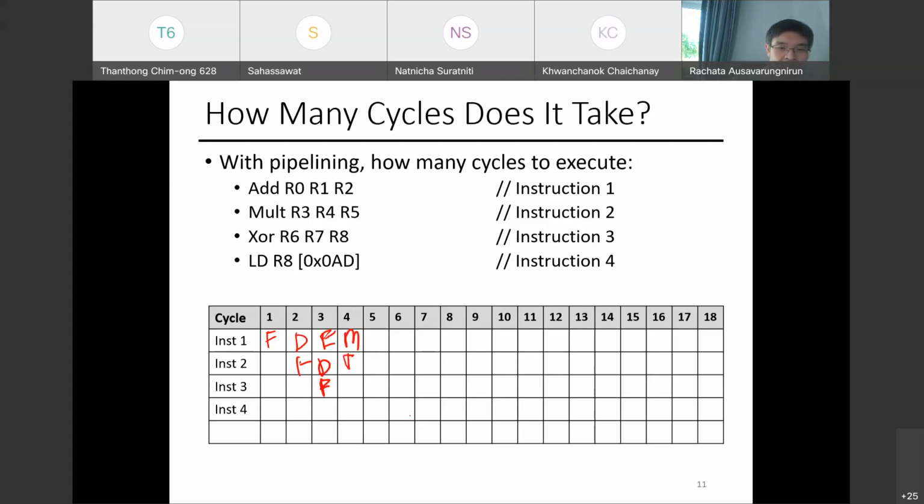Memory, execute, decode, fetch. Right back. Memory, execute, decode, done. Well, it's done since here, right? Right back, memory, execute, right back, memory, and right back. So how many cycles in total to finish these 4 instructions? 8, right? We need 8 cycles to finish the 4 instructions.